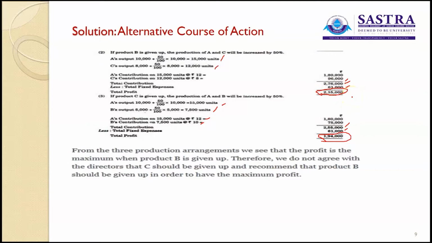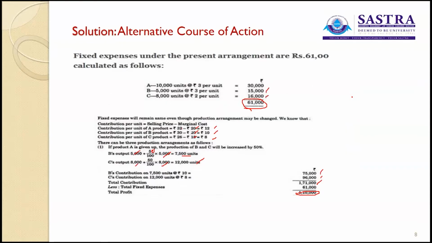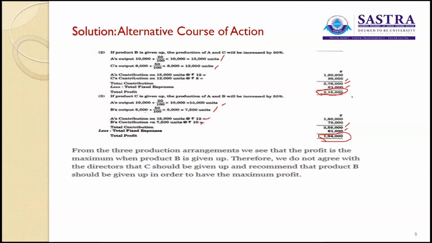But the managing directors had an idea of dropping product C. So when the product C is dropped, your profit is decreasing and it is said to be the lowest one at 1,94,000. Now if A is dropped, we have 2,10,000. If B is dropped, we have 2,15,000. If C is dropped, 1,94,000. In this problem, we said that the directors are having an idea of dropping product C. If C is dropped, the profit is 1,94,000, which is said to be the least profit. But we have a maximum profit if product B is dropped, that is 2,15,000. So we have an idea of dropping B instead of C.